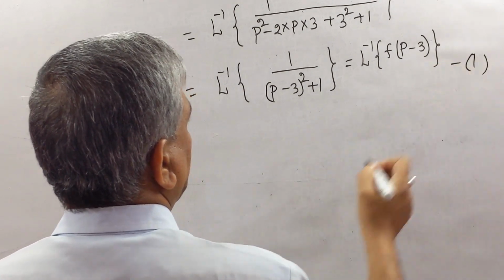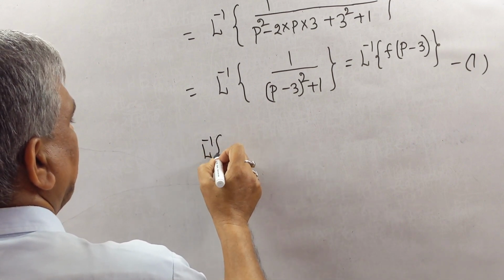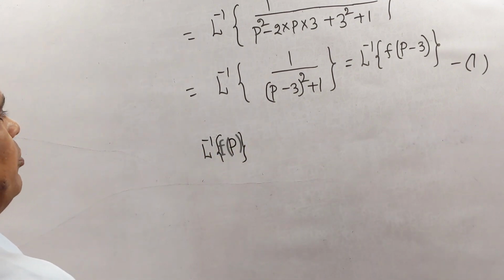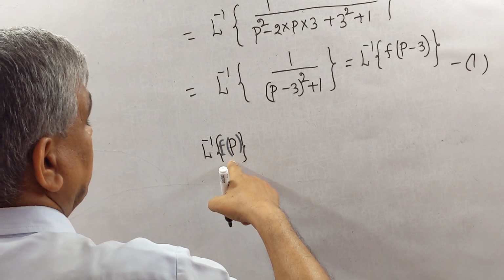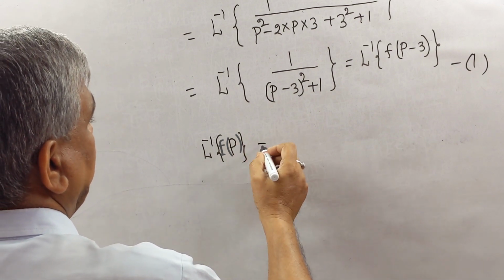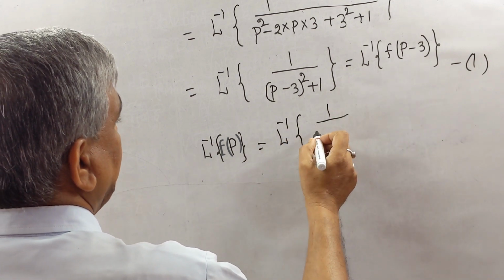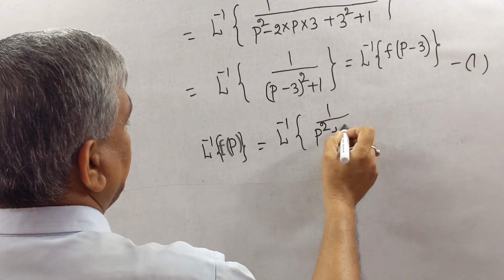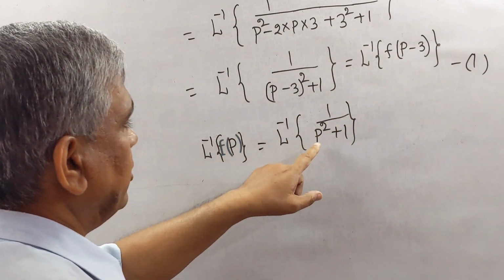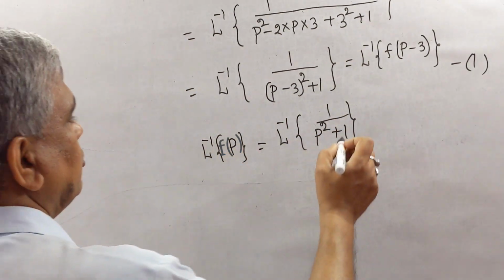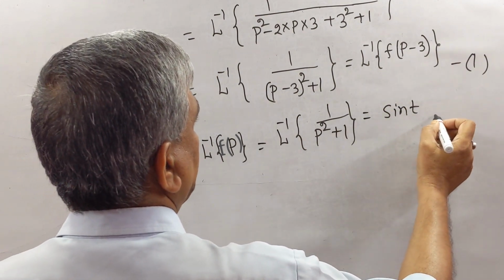This is 1. L inverse: in place of p minus 3, we use p. L inverse 1 by p square plus 1 equal to sin t. This is number 2.